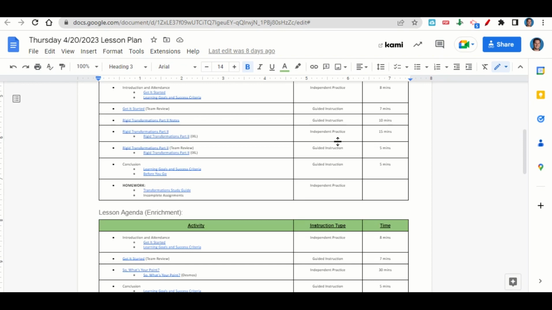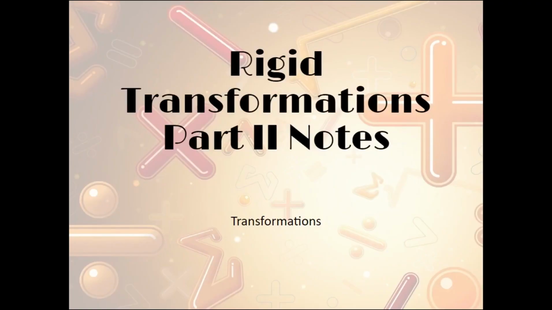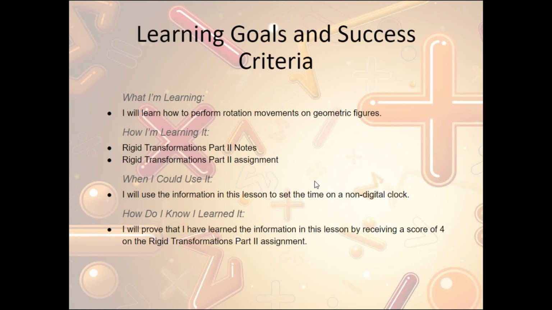Now, if you've already completed the assignment and gotten a SMART score of 80, you'll move on to the So What's Your Point assignment on Desmos. At the end of class, we'll go back over our learning goals and success criteria while you fill out Before You Go. Your only homework for tonight is to continue working on the Transformation Study Guide and any incomplete assignments that you may have. Let's take a look now at the Rigid Transformations Part 2 notes. The notes begin with the learning goals and success criteria.